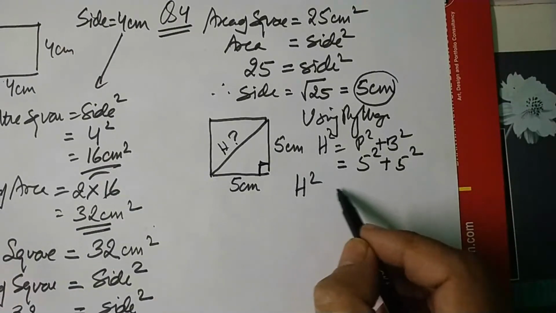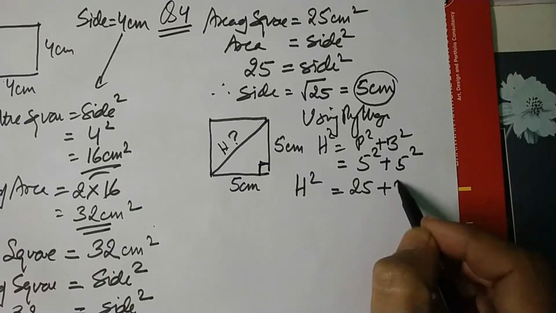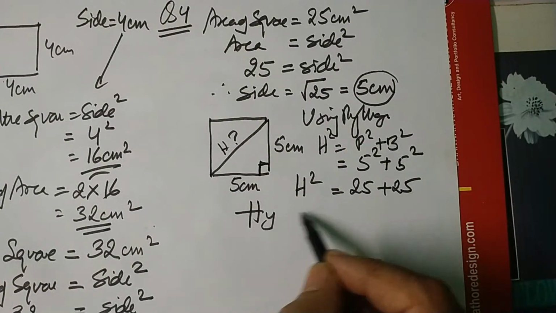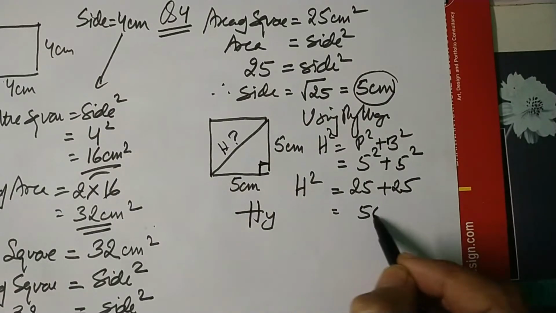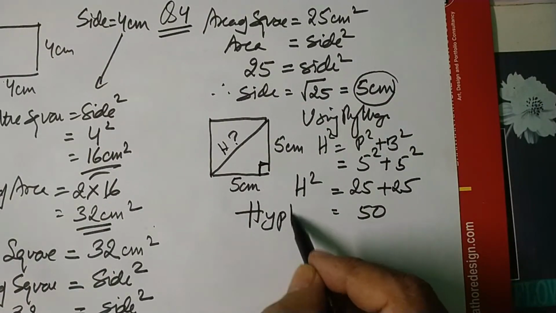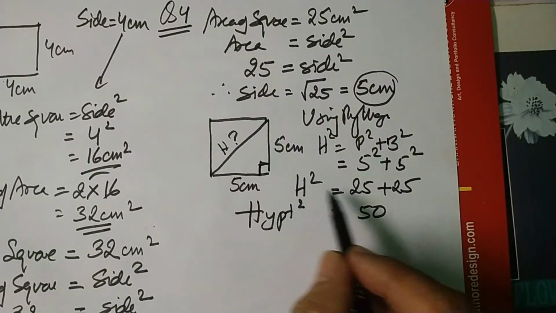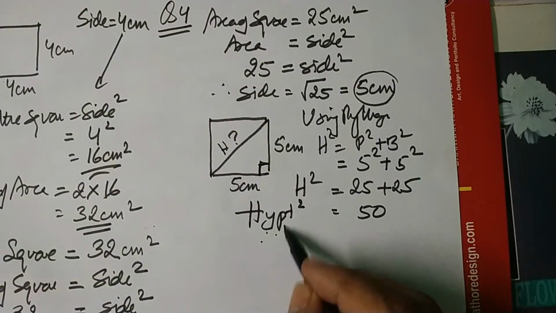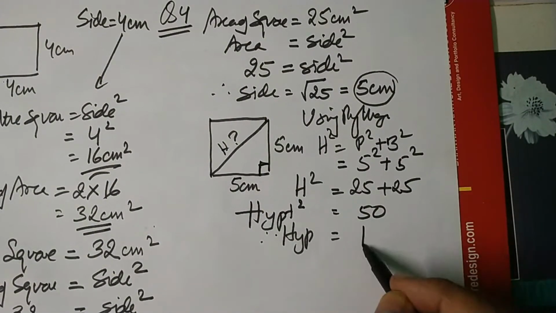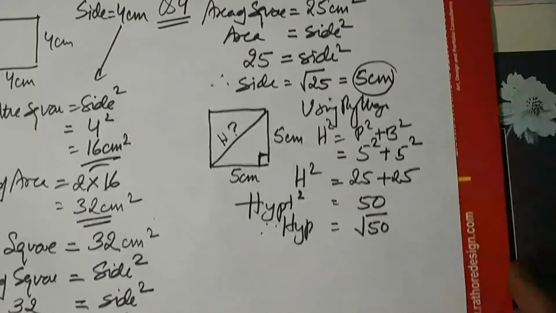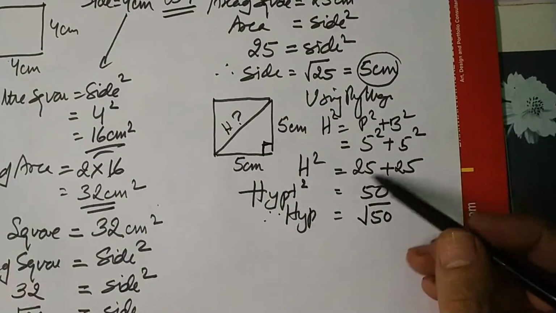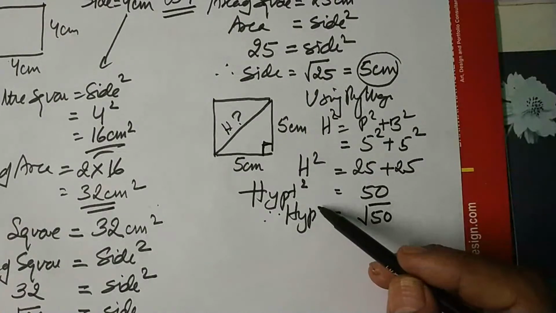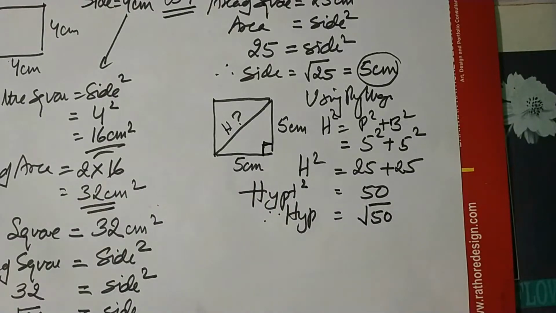So H square becomes 25 plus 25. So H square is 50. Therefore hypotenuse becomes under root of 50. Got it? You can see how it is. 5 square is 25, 25 plus 25 is 50. And therefore H is equal to under root of 50.